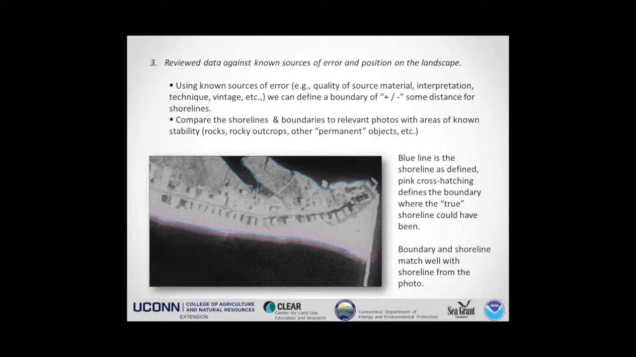So in the example here, I don't actually know where this is, but the blue line is the shoreline and the pink crosshatch area is this range of uncertainty. If you'll notice, it doesn't really look like it matches up exactly, but that's okay because the overall trend fits. And if we assume that the shoreline can be anywhere within that pink area, we feel pretty good about that. So that's an example of something that we've kept.